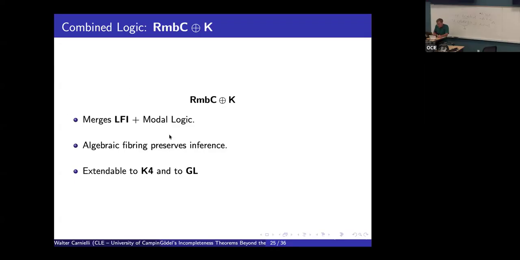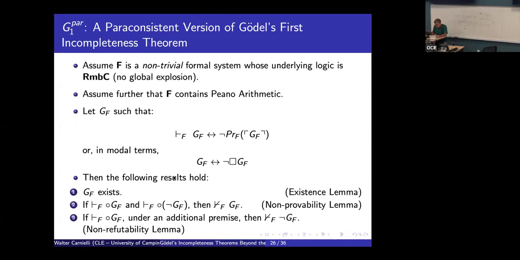This algebraic fibering preserves inference, extendable to K4 and to G as well. I can put RMBC combined with K, axiom K, or K4, or the whole GL, which is K plus necessitation for K and Löb's axiom. In principle, I have the proficient mathematics to do that.